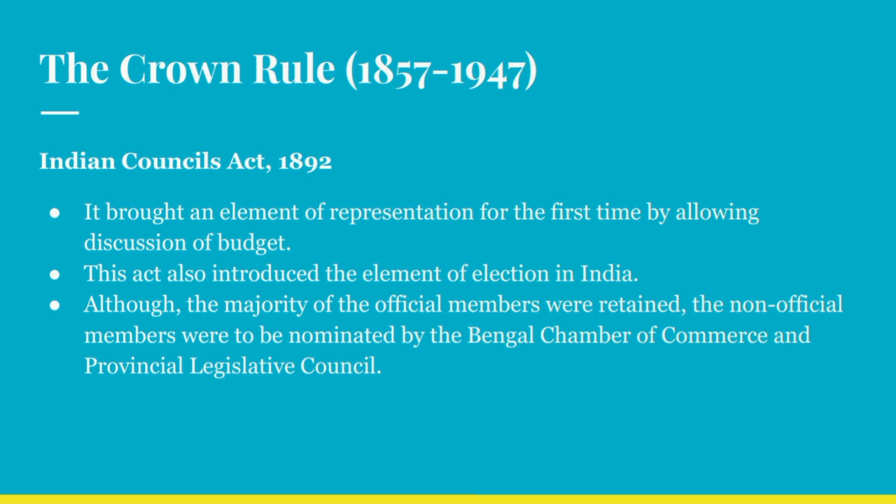The main feature of this act was that it brought an element of representation for the first time by allowing discussion of the budget. The first budget discussion happened with this act. This act also introduced the element of election in India. Although the majority of the official members were retained, the non-official members were to be nominated by the Bengal Chamber of Commerce and Provincial Legislative Councils.